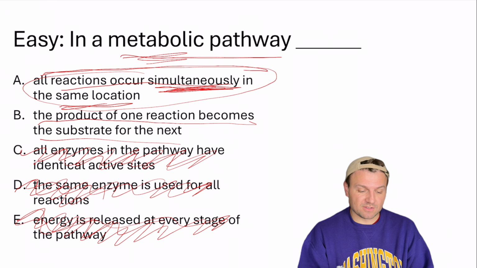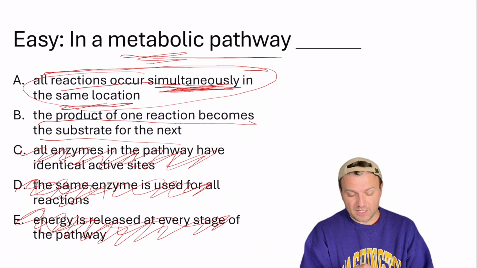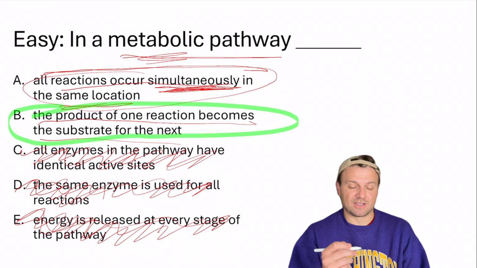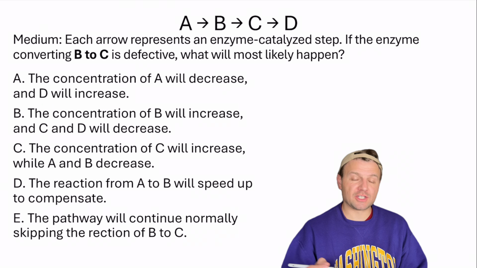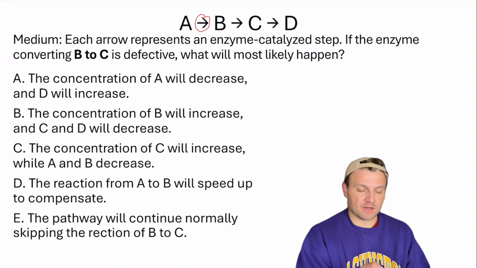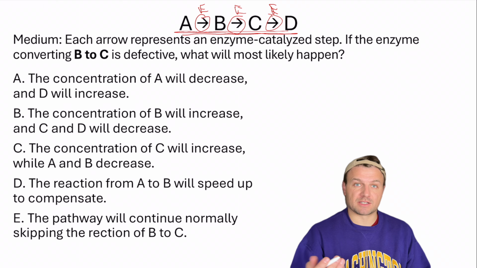Looking between our answers here, A is not a horrible answer, I just don't like it because of the wording. B is the better answer in this choice. Here's the medium question. Each arrow represents an enzyme catalyzed step. So these here are reactions where an enzyme is reacting with the substrate from the previous step. So this basically, again, is showing us an enzyme pathway like we talked about in the beginning.